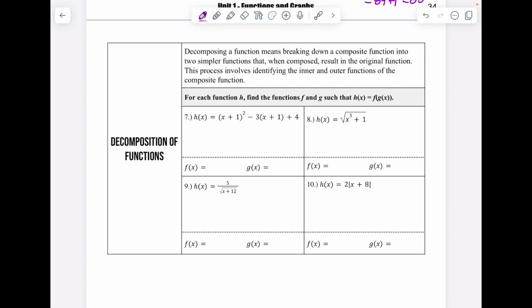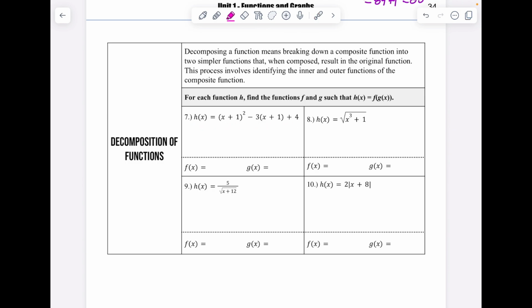For each function h, find the functions f and g such that h of x would equal f of g of x. So first of all, like most things in math, there are options. And in this case, there's multiple things that could be considered the right answer. So we may not all think of the same way to break them down, but we're trying to figure out what could f of x and g of x be, so that if I take this function and insert it into this via composition, my answer ends up being h of x.